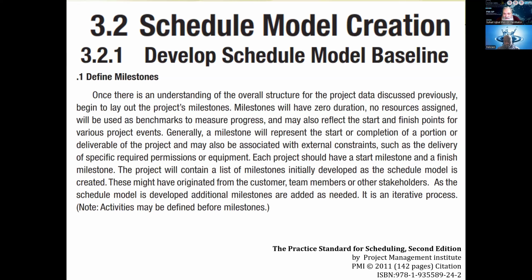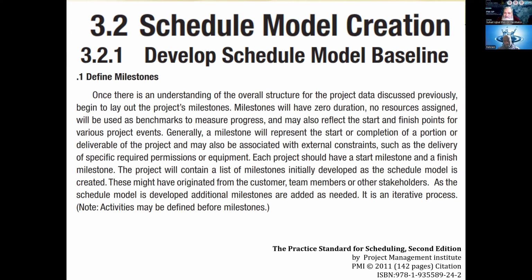Although it is not very common, but definitely if you are doing a practical project, you would be seeing that this does happen. Not the end of the project only, but in the middle of the project, at various points, your customer might have indicated that I want this delivery by this date. That means that delivery is an external constraint that no matter what, we should plan in such a way that we would be able to deliver this on that external constraint date. For example, it's such as the delivery of a specific required permission or equipment.